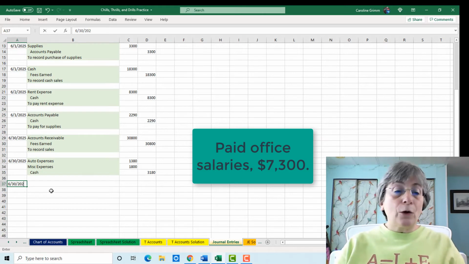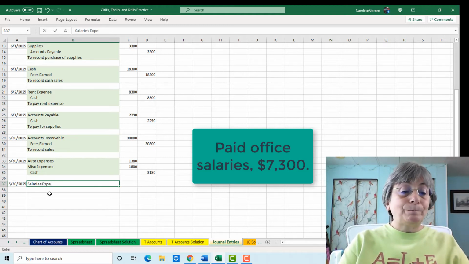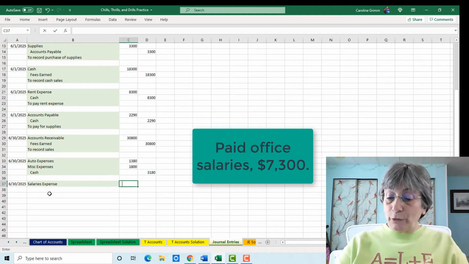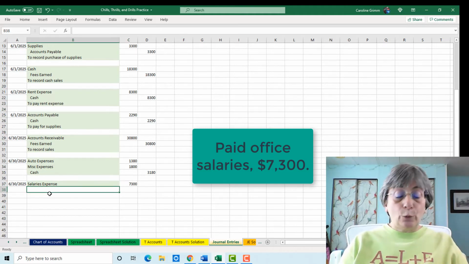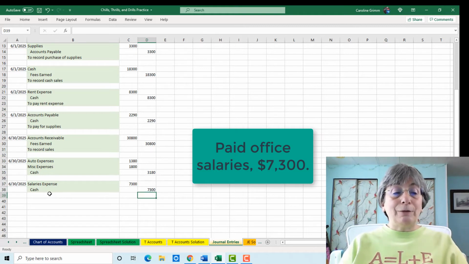Now what happens? Well, now we are going to pay our employees. So we are going to debit salaries expense for $7,300. And how are we paying them? Well, they're not going to take promises. So we're going to pay them in cash. We're going to cut them payroll checks. So we're decreasing our cash by $7,300.